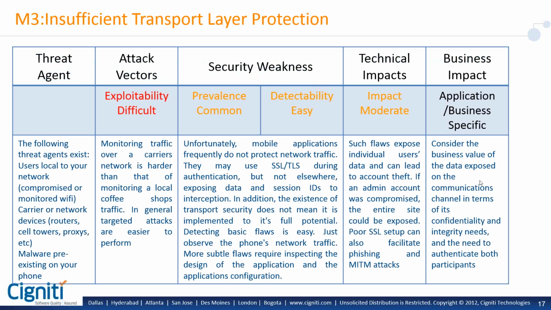So moving on to the third risk, insufficient transport layer protection, which is typically where you have a lot of problems. When we talk about it, there are a couple of applications which are devised such that when on a 3G connection you go through a secure connection, whereas through Wi-Fi you don't, because there is an assumption that all Wi-Fi is secured.